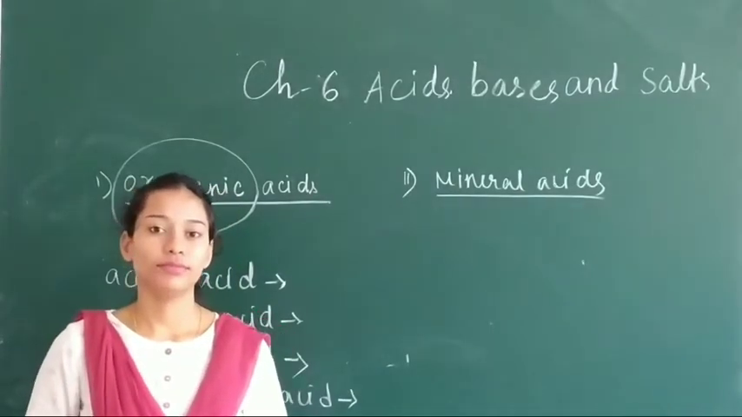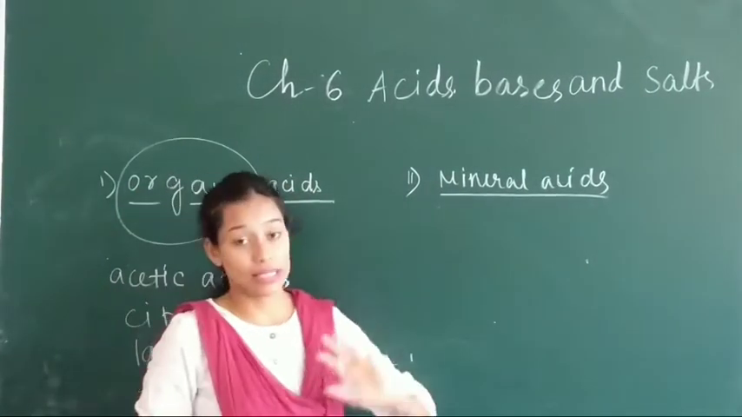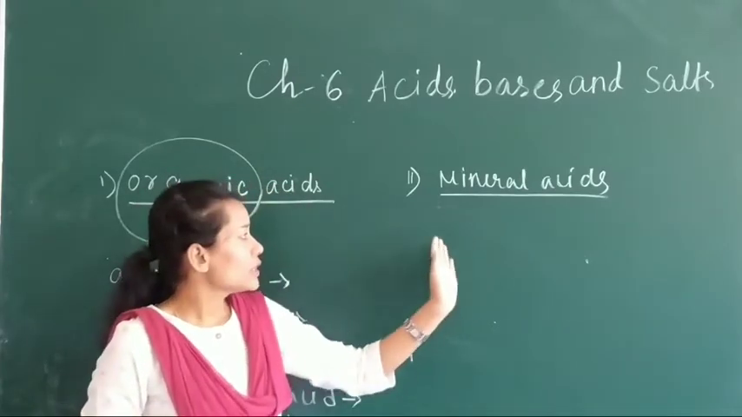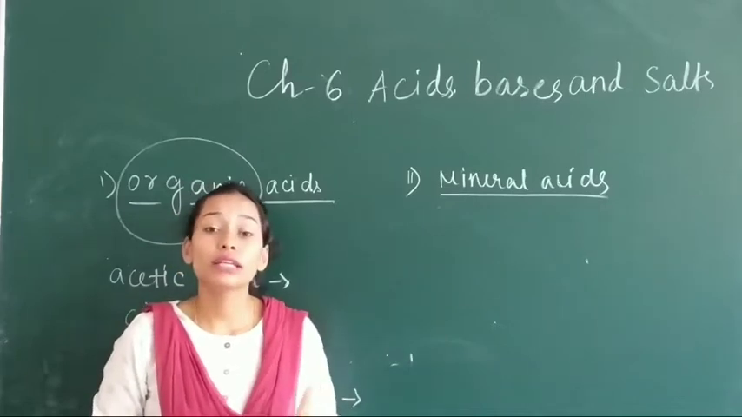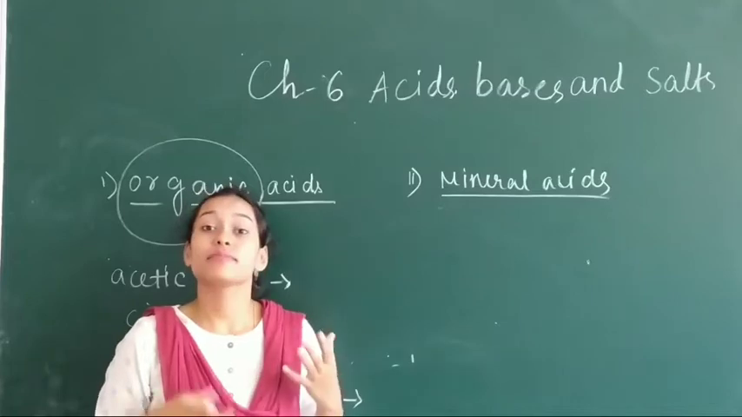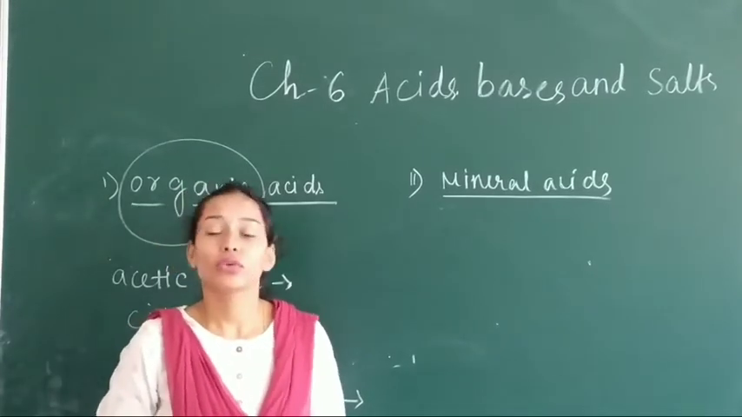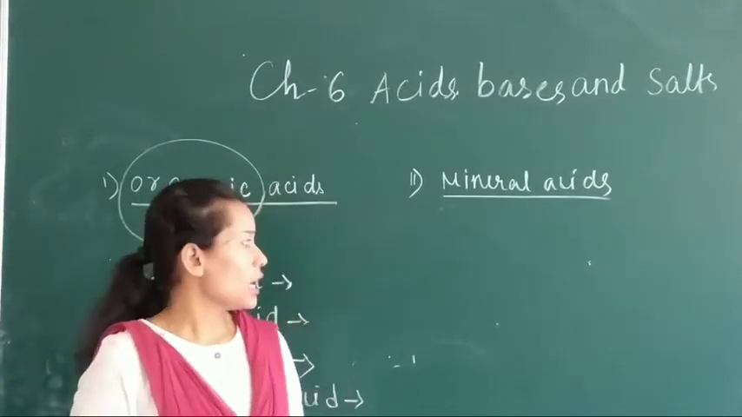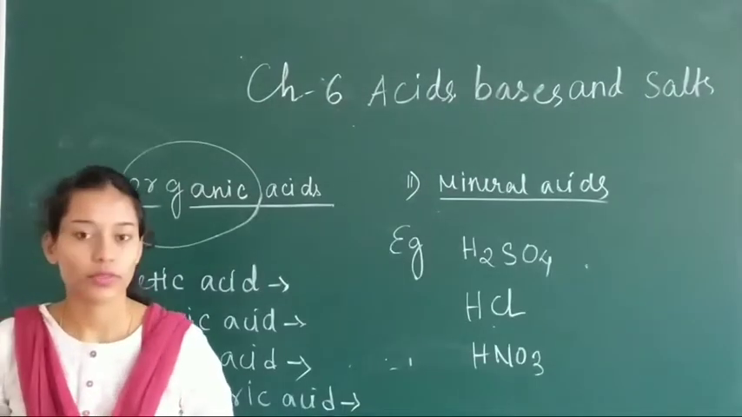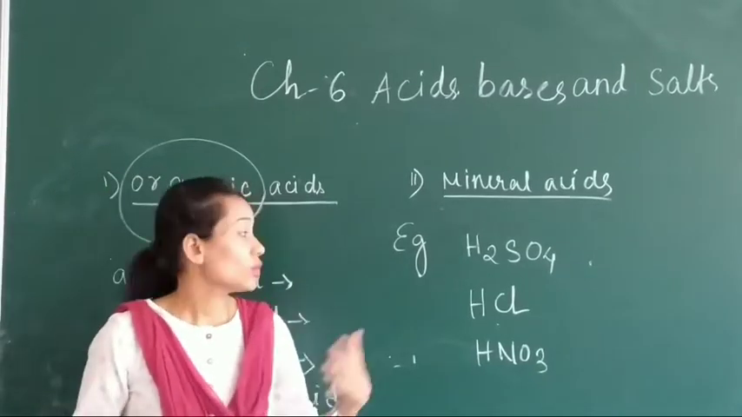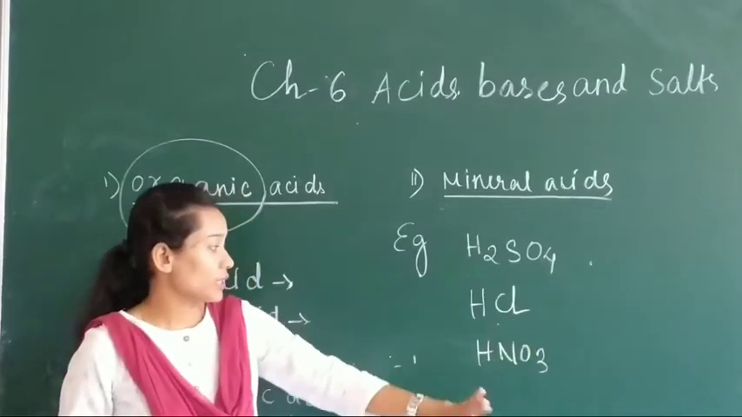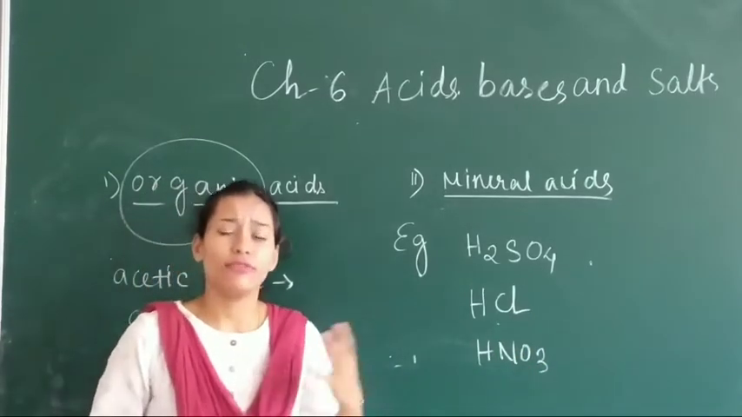Okay. So now we will come to mineral acids. What are these mineral acids and how are they obtained? These mineral acids are obtained from minerals present in the earth's crust. They are man-made, that is, made by humans in the laboratory by using certain chemical processes. Now we will see some examples of mineral acids. So these are some examples of mineral acids. See. Sulfuric acid, hydrochloric acid, nitric acid, boric acid, phosphoric acid are there.